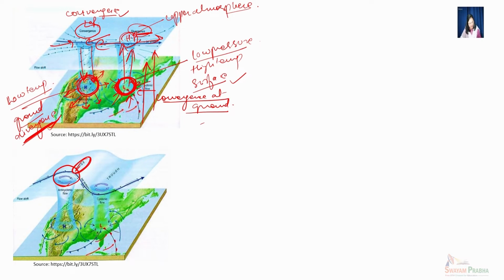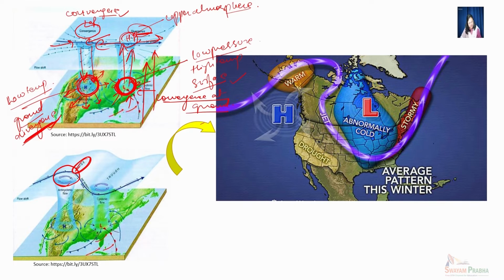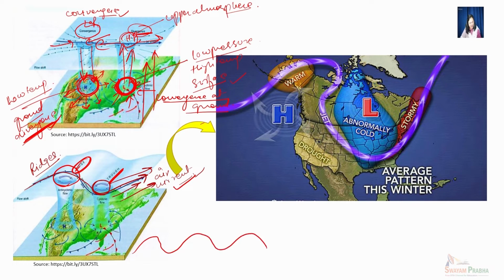So generally, if you have convergence in the upper atmospheric regions, these regions are generally marked by ridges in the movement of upper atmospheric air currents. And contrary to this, if you have high pressure conditions in the upper atmosphere which are marked by divergence, they are associated with trough conditions or dipping of air currents in the upper tropospheric regions, leading to the formation of meandering patterns in the flow of jet streams or upper air currents.